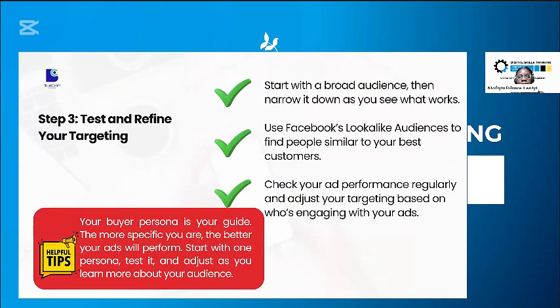And then step three is to test and refine your targeting. So start with a broader audience. I mentioned this earlier. Then narrow it down as you see what works for you. You can use a lookalike audience to find similar people to your best customers. You can check your ad performance regularly, so make sure you check after every few days to see that it's doing well, and then you can adjust.